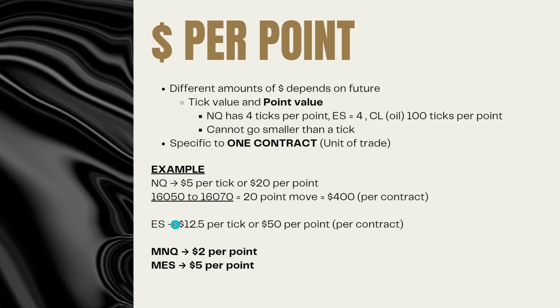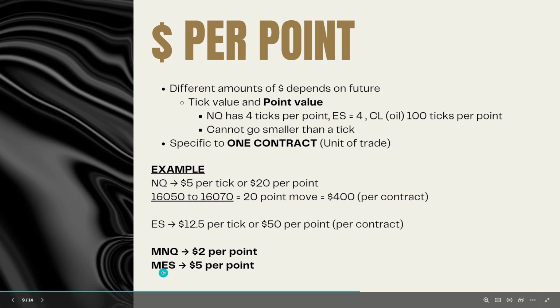So ES is a little bit different. It's 12.5 per tick and $50 per point per contract. Then MNQ is 1/10 of that. So this is your micro NASDAQ contract. It's going to be $2 per point. And your micro E-mini S&P contract is going to be $5 per point.